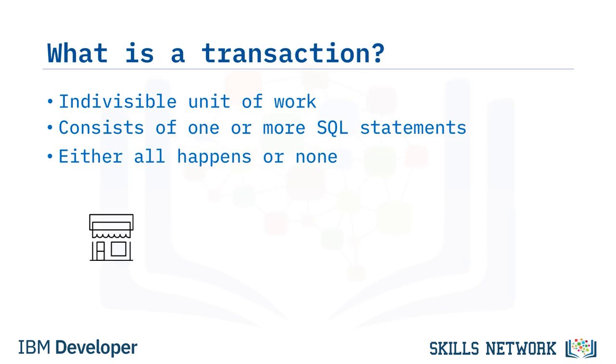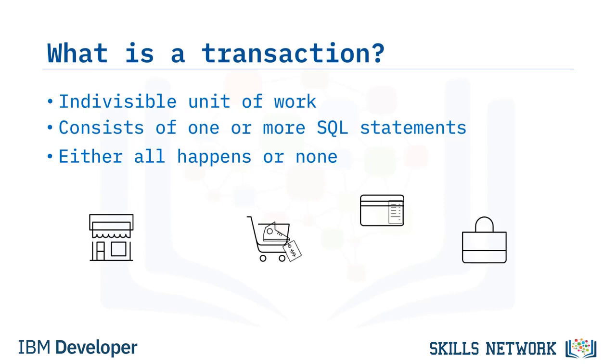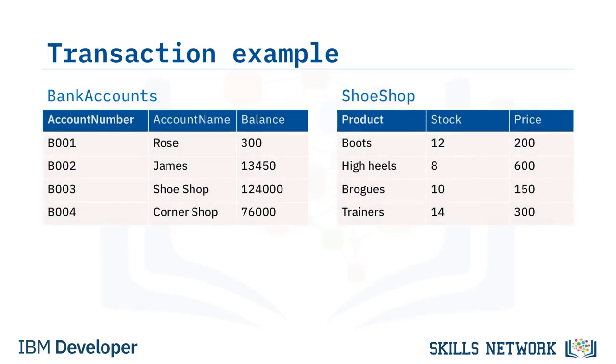For example, if you make a purchase using your bank card, many things must happen. The product must be added to your cart, your payment must be processed, your account must be debited the correct amount, and the store's account credited. And the inventory for that product must be reduced by the number purchased. Let us look at the example in more detail.